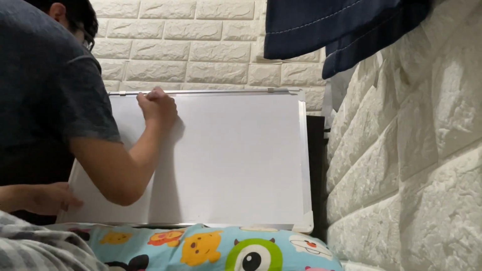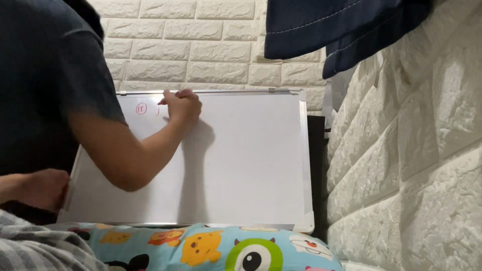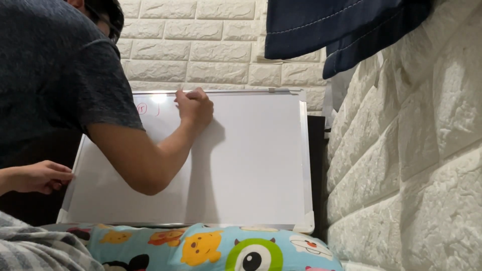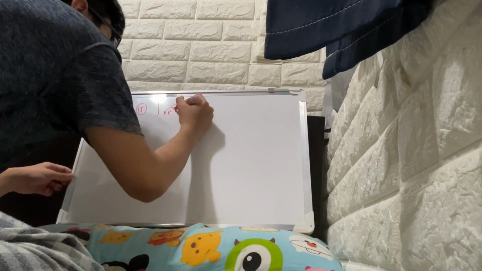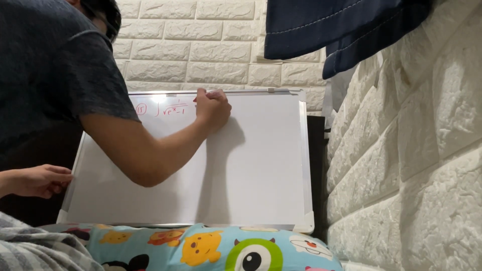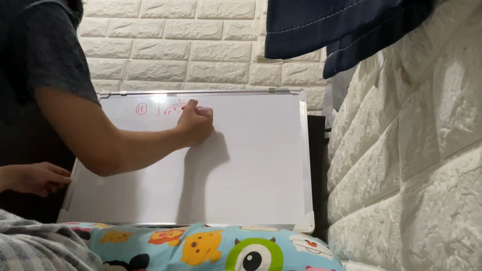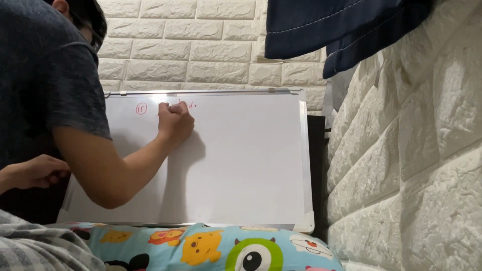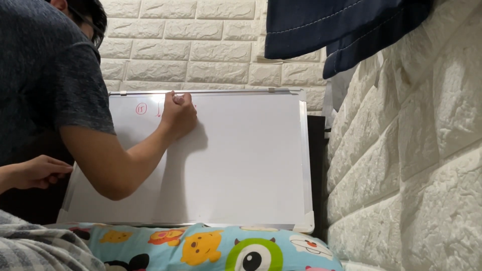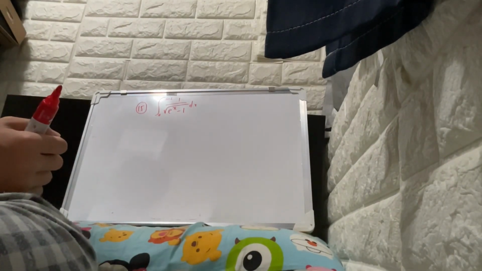Number 15. Integral of, this is a little bit hard. I'm gonna leave some space here. 1 over square root of e power of x minus 1 from 0 to ln 2. A definite integral is harder. It's kind of harder than indefinite, in my opinion.